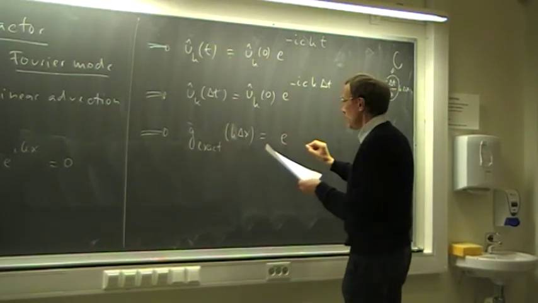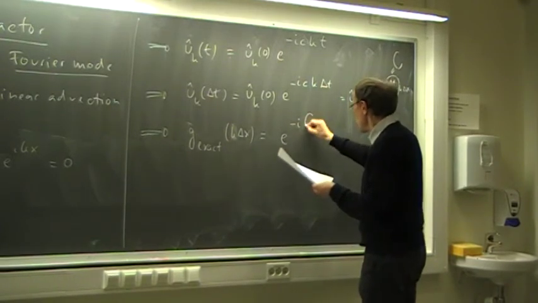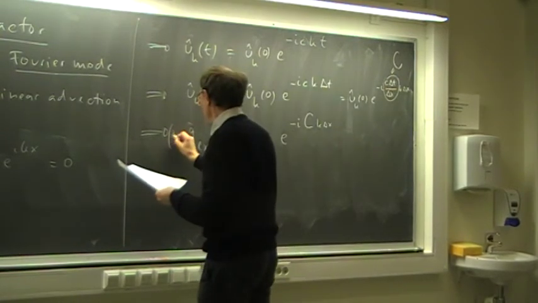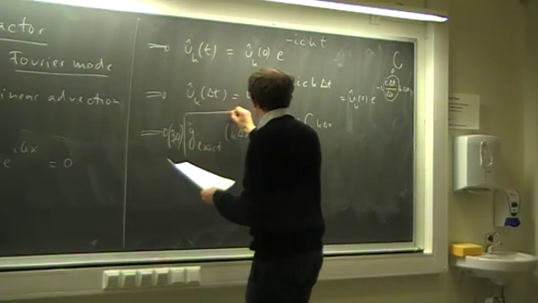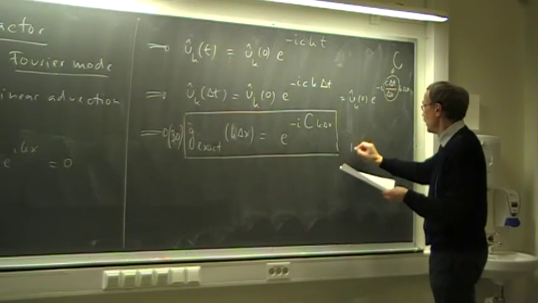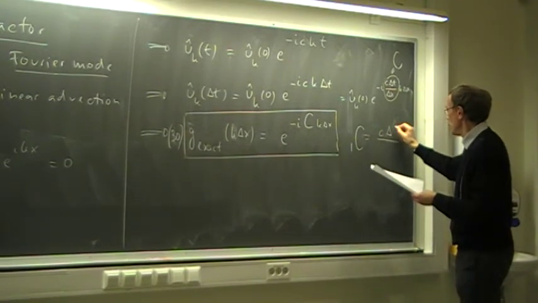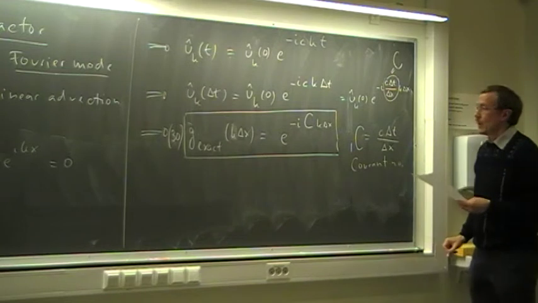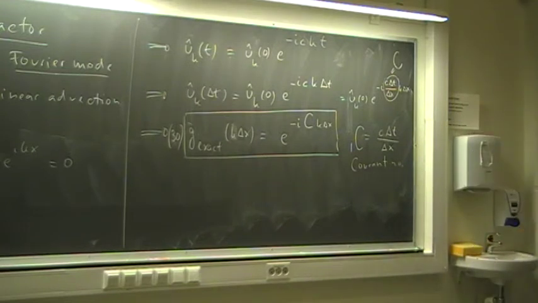Then it will be e to the minus I Courant number k delta x. So this is number 13. This will be then the exact amplification factor. And the c, I remind you again, is the Courant number, c delta t divided by delta x. So now we can compare this exact amplification factor with the numerical one that we have for the explicit upwind method.